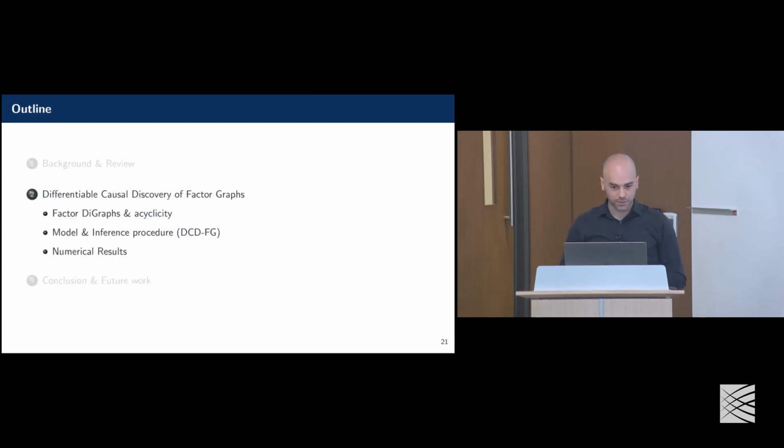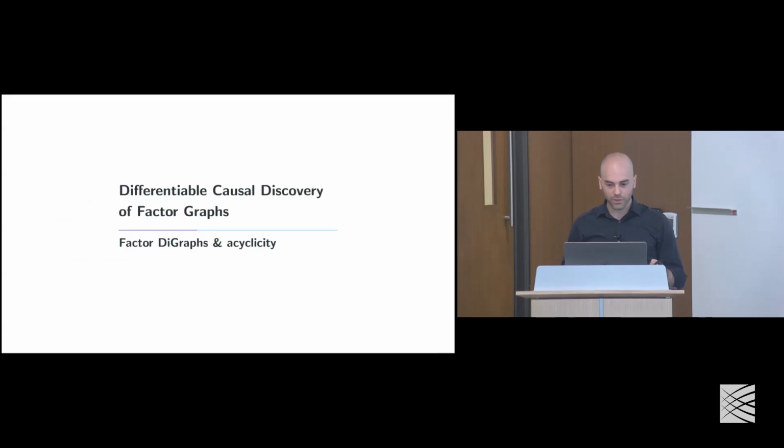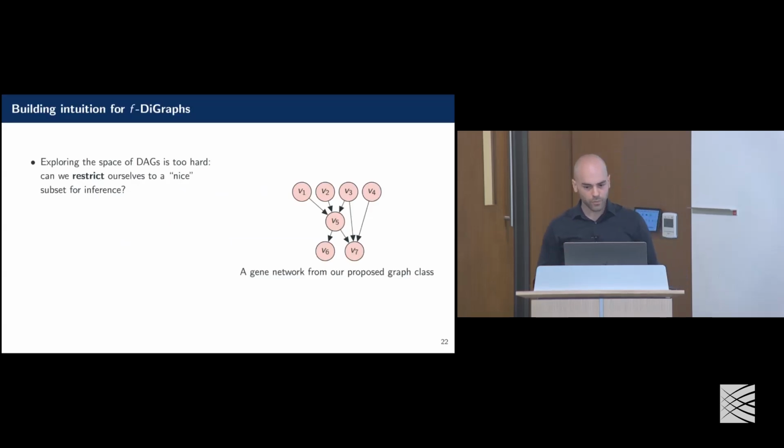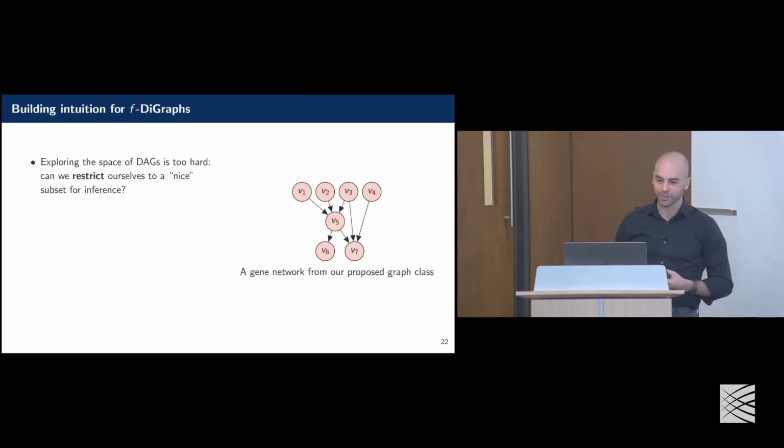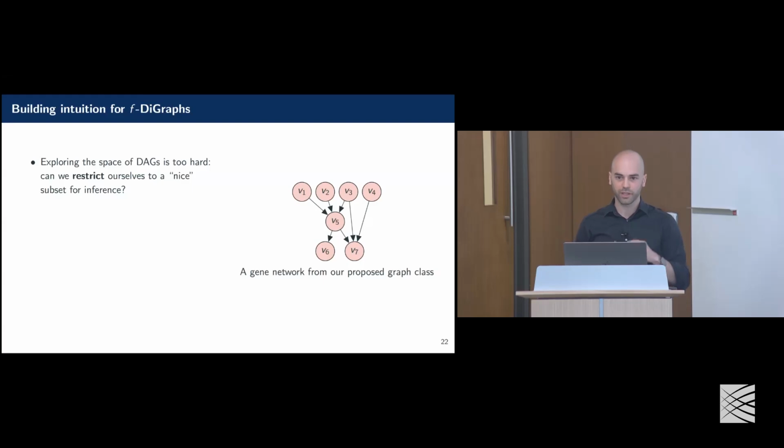All right, so let's get into this. I'm going to start introducing those factor graphs. First, I want to build intuition for why we need those objects and what they mean. So I'm going to introduce this object called factor digraphs. The key idea, which is really a central point we've been talking about in the primer as well, is that the space of DAGs is really not nice to work with. And the point is, can we restrict ourselves to a nice subset of those DAGs that can have good properties for inference and good computational efficiency?